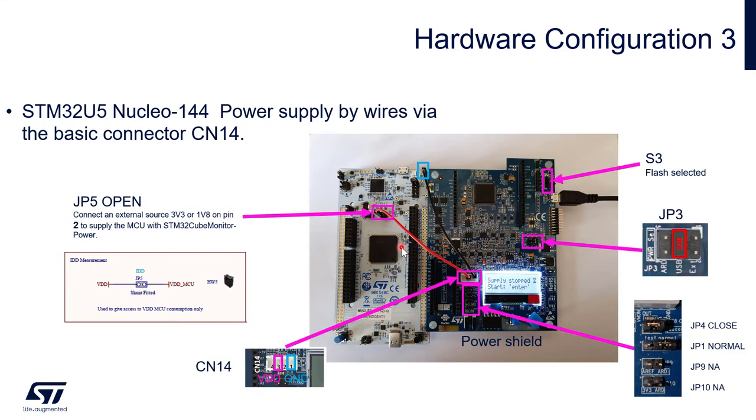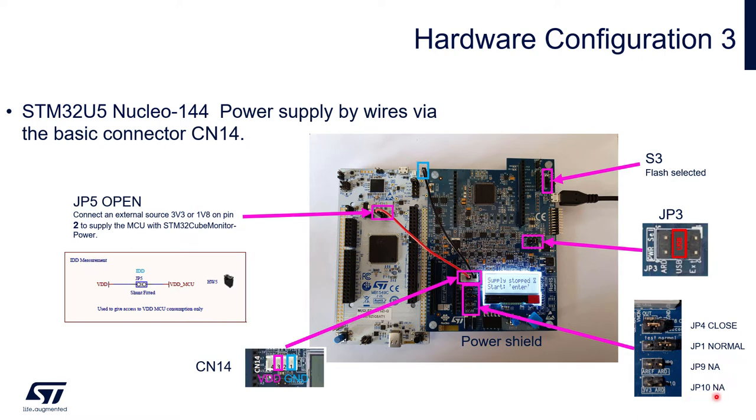In this third configuration, the Nucleo board is not directly plugged on the PowerShield. The PowerShield supplies the Nucleo board by the CN14 connector. On the Nucleo board, jumper 5 must be open and VDD MCU must be connected to VDD on the connector on the PowerShield, as well as for the GND. In this case, the PowerShield supplies only the VDD MCU, so only the MCU consumption will be measured by the PowerShield.